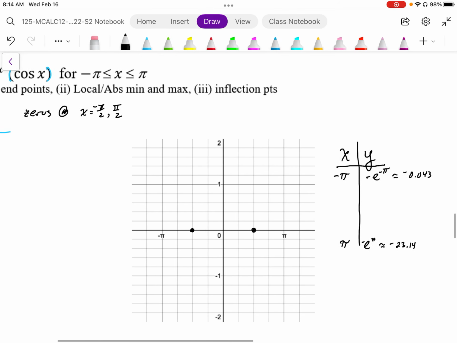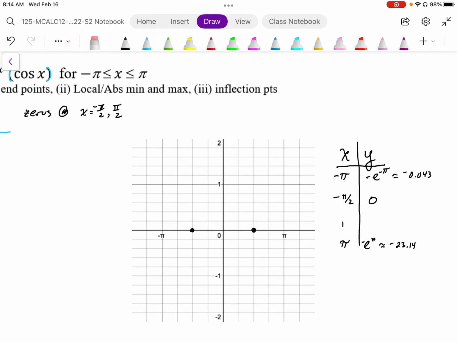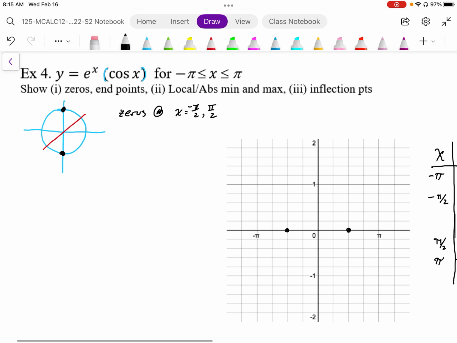And at negative pi over 2, we're going to have a coordinate at 0. And at positive pi over 2, I'm going to need to spread this out a little bit, but we're going to have a coordinate at 0 as well. Okay, so I'm just going to move this down a little bit to give myself a little bit more space. Okay, so at pi over 2, we're going to have a 0 as well. Okay, so we have some points there.